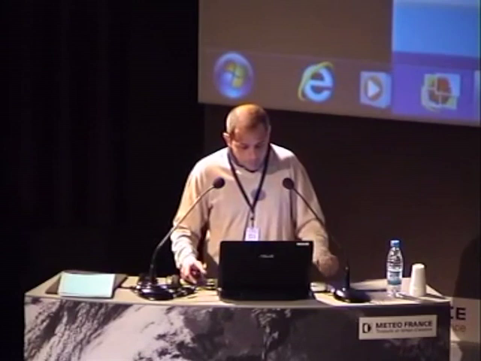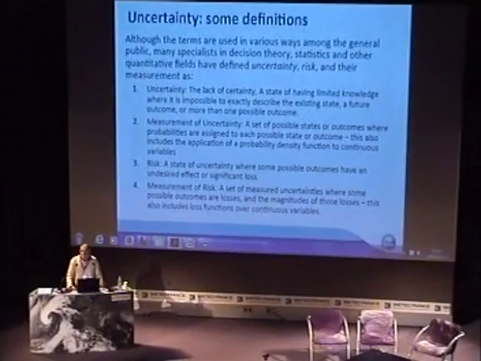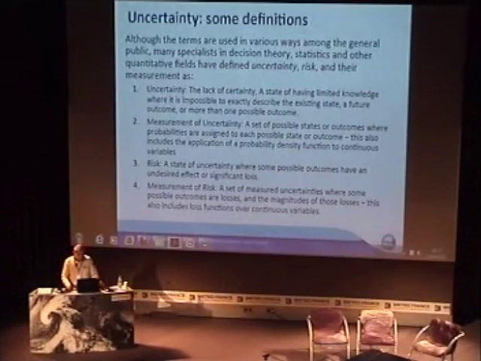And what is done here is actually distinguish between what uncertainty is and what risk is, because there's also confusion about that terminology. People interchange these two things. And so uncertainty is defined as the lack of certainty, which is very helpful, and a state of having limited knowledge where it is impossible to exactly describe the existing state, a future outcome, or more than one possible outcome. And then there are ways to measure the uncertainty. We won't go there. And risk is a state of uncertainty where some possible outcomes have an undesired effect or significant loss. So to many of you, probably these are just words.